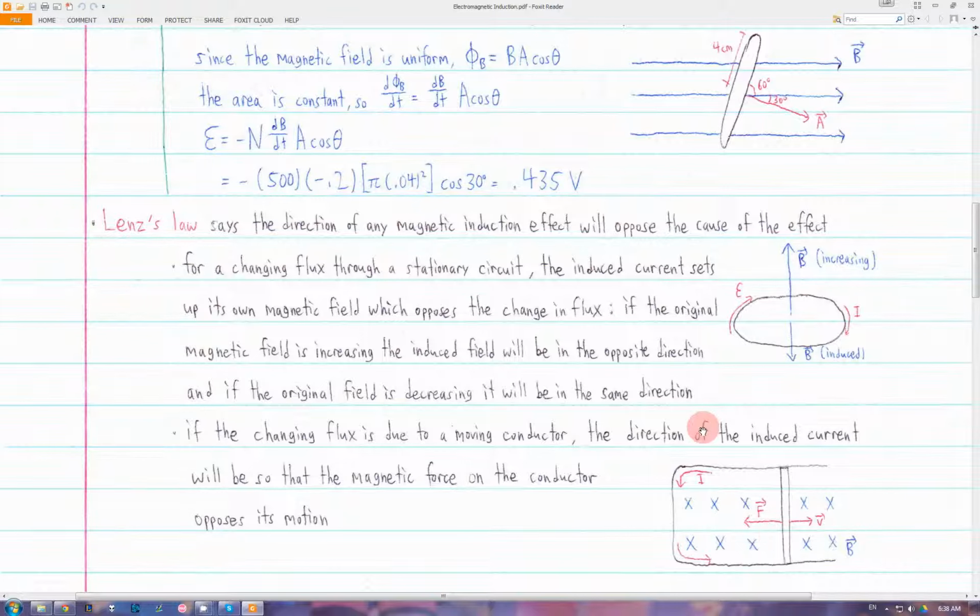And so the current is going to set up so that it creates a magnetic force on this conductor, which is going to point to the left, opposing its original motion. And again, you can test all this with the right-hand rule.